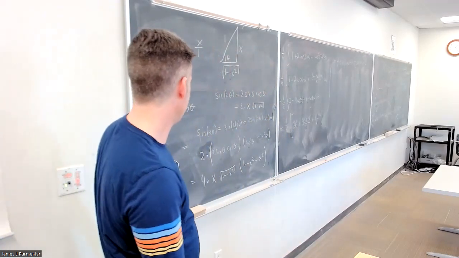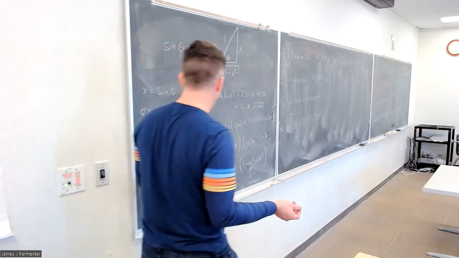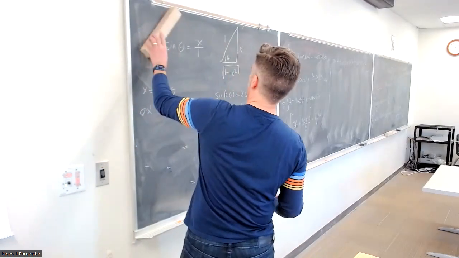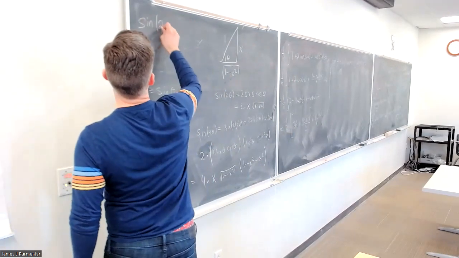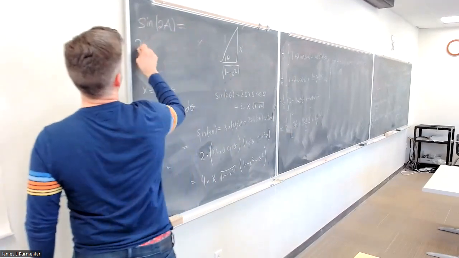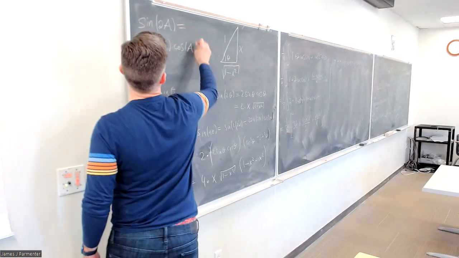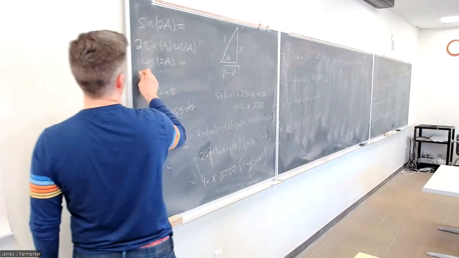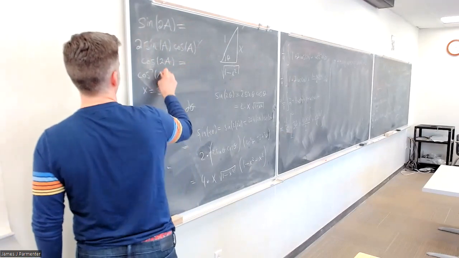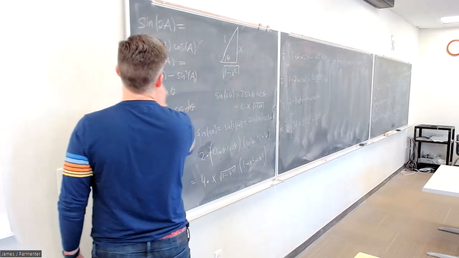So what exactly is the double angle term? I wouldn't say theorem, it's a formula. So the double angle formula for sine and cosine: sine of double an angle is 2 times sine of that angle and cosine of that angle. And cosine of double an angle is cosine squared of that angle minus sine squared of that angle.